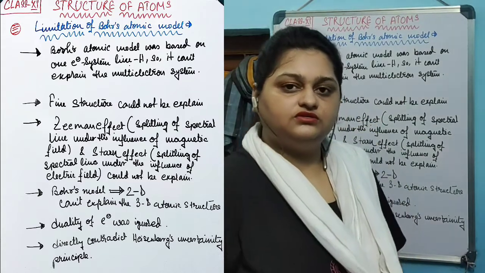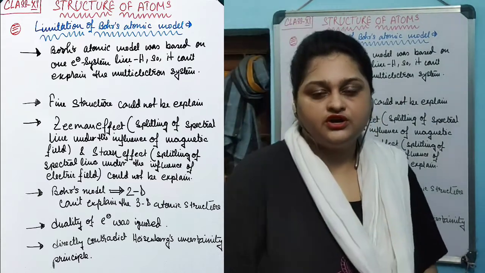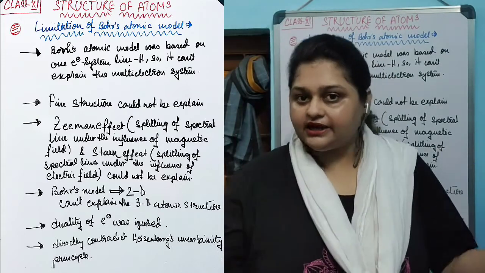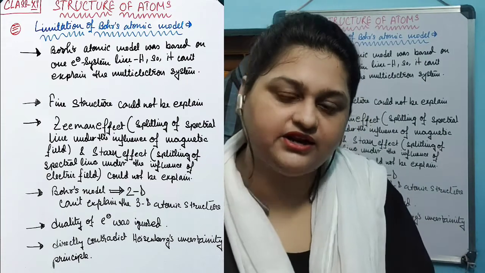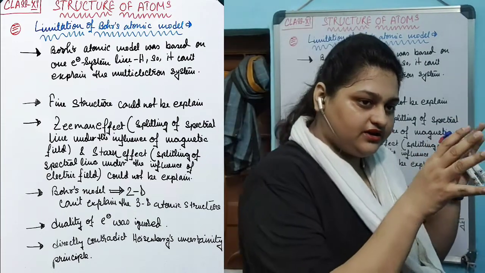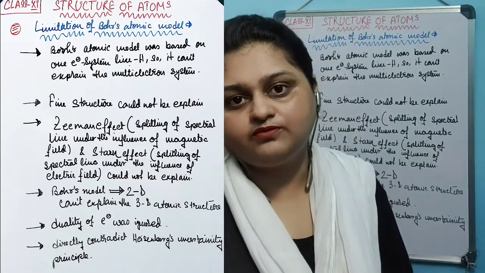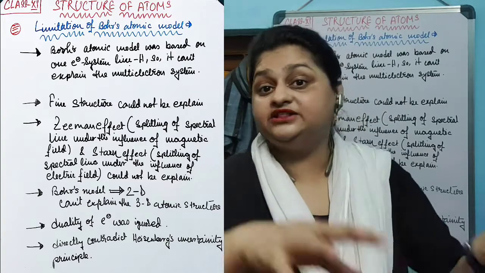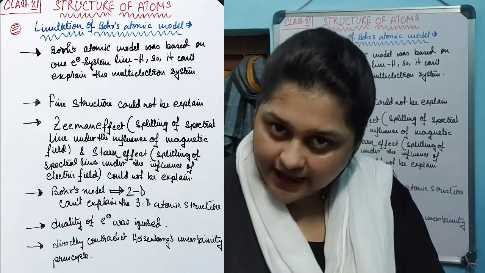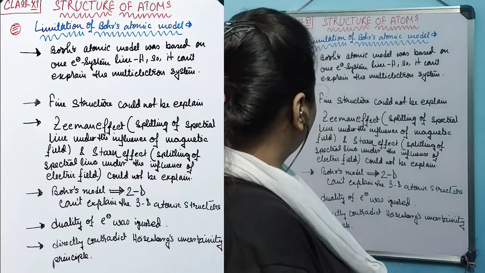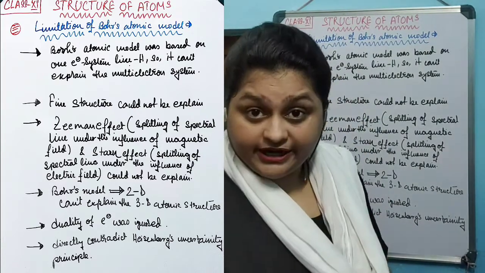Bohr's model was based on a single electron system like hydrogen, but multi-electron systems like other elements were not considered during the construction of the postulates of Bohr's model. Due to this, Bohr's model could not explain the multi-electron system, but it can explain the single electron system of an atom.